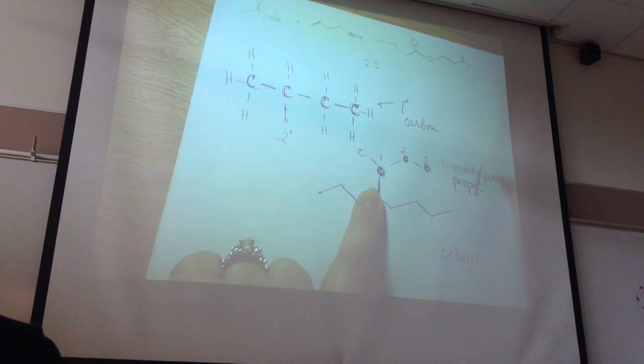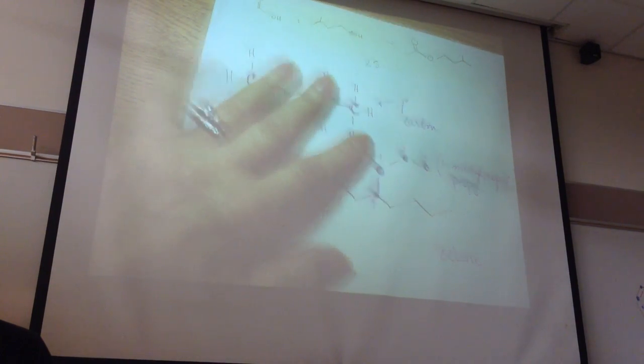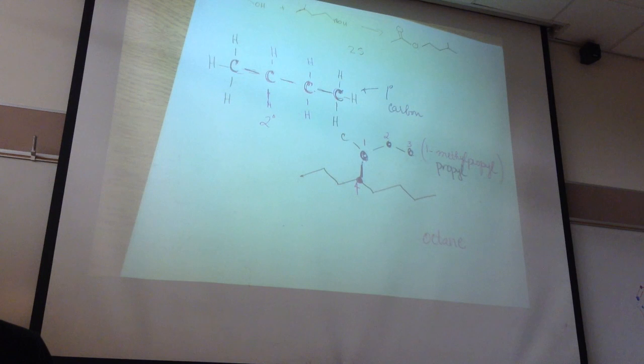And because it is a substituted substituent, I have to put it in parentheses. Because it is a substituted substituent. A substituent that was propyl, and you've gone ahead and attached a methyl, it becomes a substituted substituent.